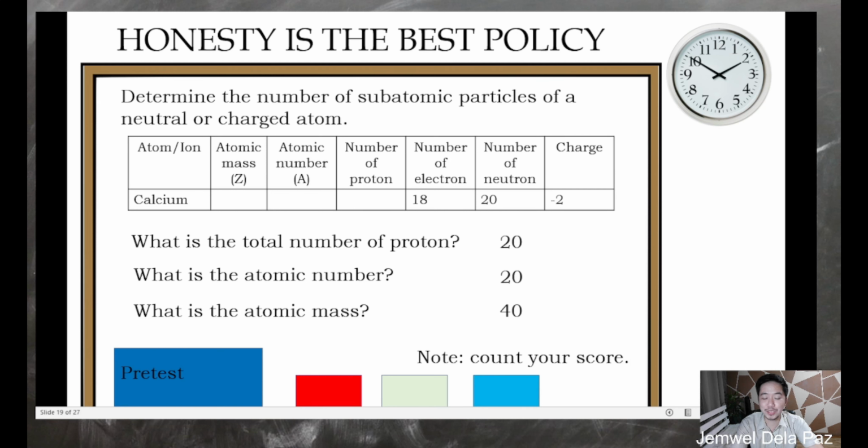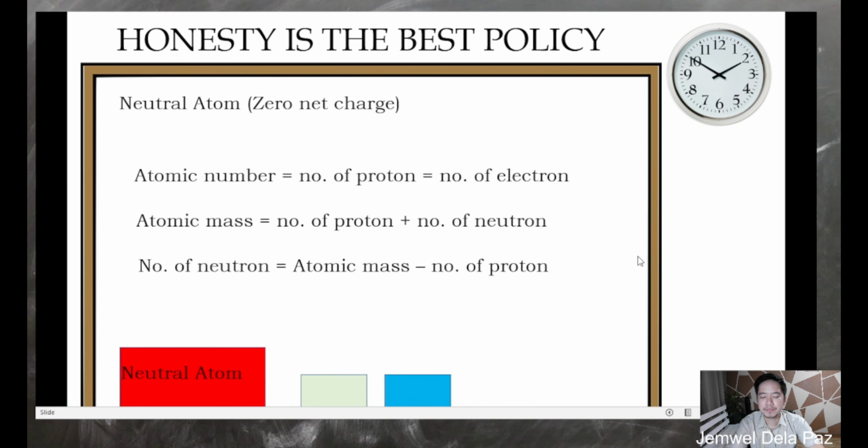Are you now excited to know how I got these numbers? Let us proceed. At this moment, we need to study how to determine the number of subatomic particles of a neutral atom. A neutral atom has zero net charge. Yes, you heard it right. A neutral atom has zero net charge.